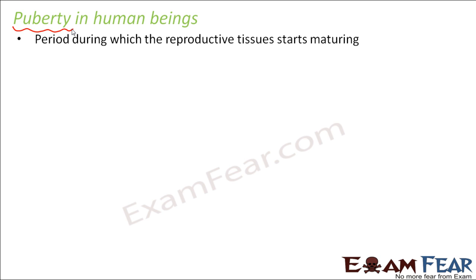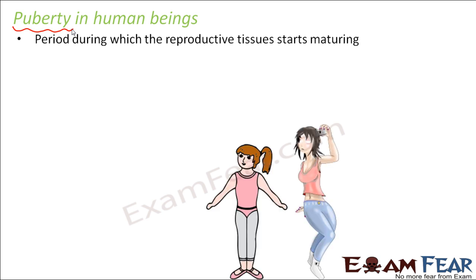Now, as I said, before this the person was in his childhood stage, which was the juvenile phase. There, the reproductive tissues didn't mature because the person was not capable of reproduction. But now the reproductive tissues start maturing, and that is how he is entering the reproductive phase. This entire process of changes is termed puberty, and this period is called adolescence. For example, if you look at a girl who is maybe 7 or 8 years old and a girl who is 13 or 14 years old, you will see a lot of differences between the two.